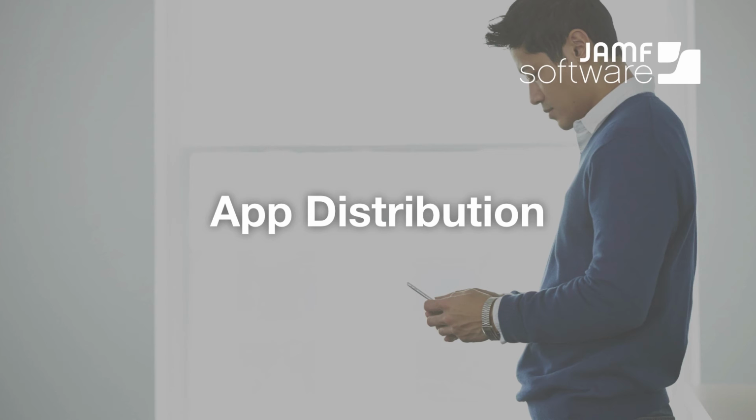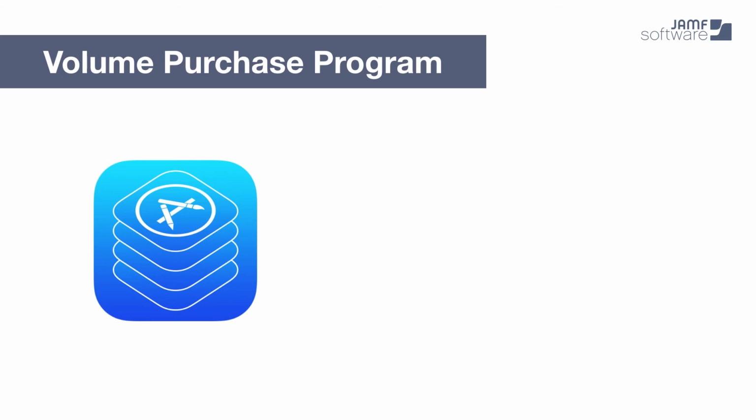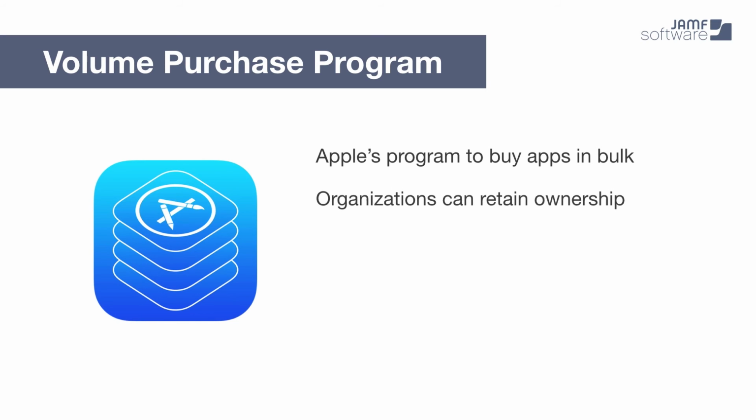So how do you get these apps to all your devices? Well, you do it through Apple's Volume Purchase Program, again, VPP. And this is the program to buy apps in bulk from Apple. What's really nice about this program is that organizations can retain the ownership of apps. So if you're distributing apps to students or faculty just for a limited period of time, you can reassign these apps to other students or faculty.